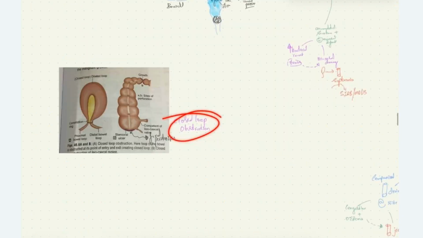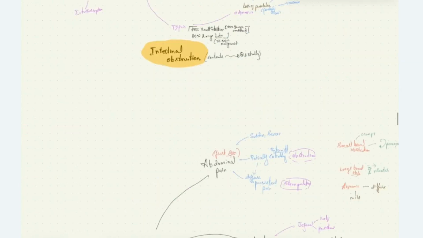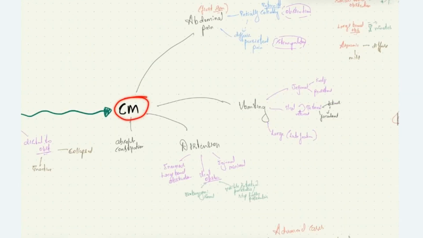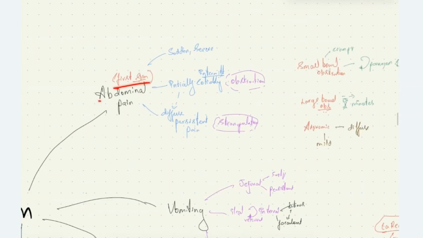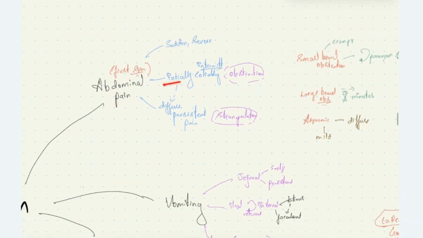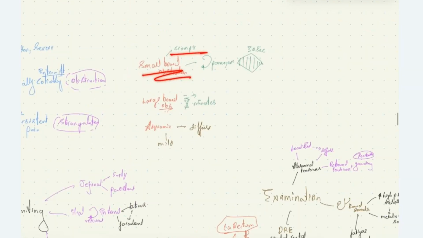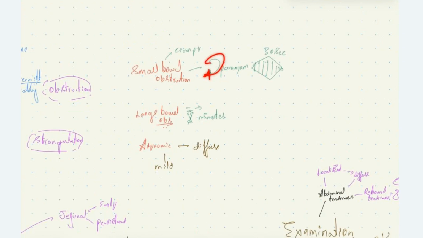Then we'll see the clinical manifestations seen in intestinal obstruction. The first and most important symptom is abdominal pain. The abdominal pain is sudden and severe. Initially, the patient will experience intermittent colicky pain due to obstruction. And later, we know that there will be strangulation and gangrenous changes, which will cause diffuse persistent pain. The pain in small bowel obstruction is crampy, and the recurrent paroxysm of pain is seen every 30 seconds.